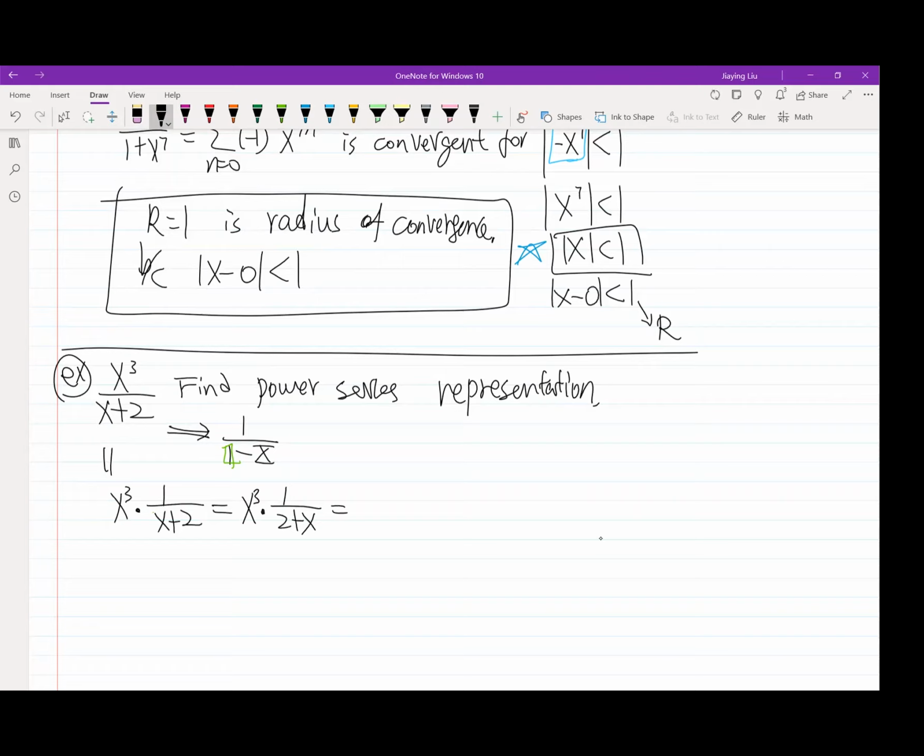Maybe we need to make the 2 a 1, so we can take out a 2 from the denominator. So we have x cubed times 1 over 2 times 1 plus x over 2. So now we have 1 plus something, but we want 1 minus. And the 2 in the denominator, we can just put aside. So now we have x cubed over 2 times 1 over 1 minus negative x over 2.